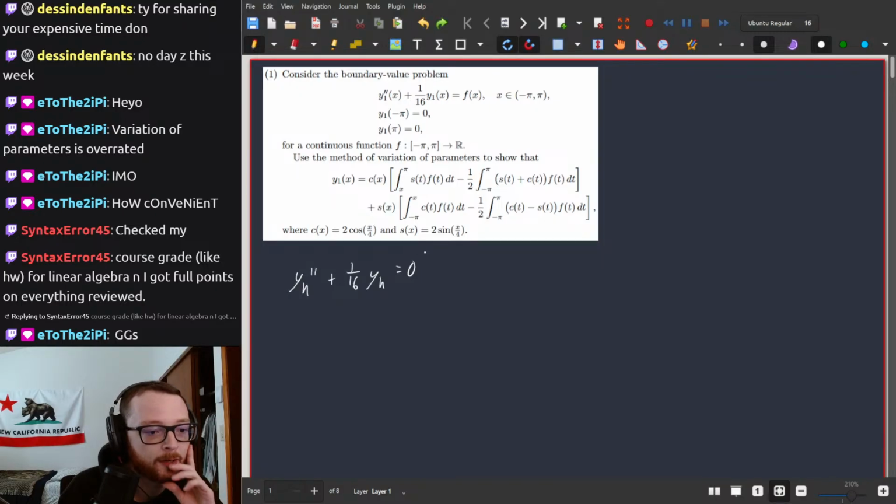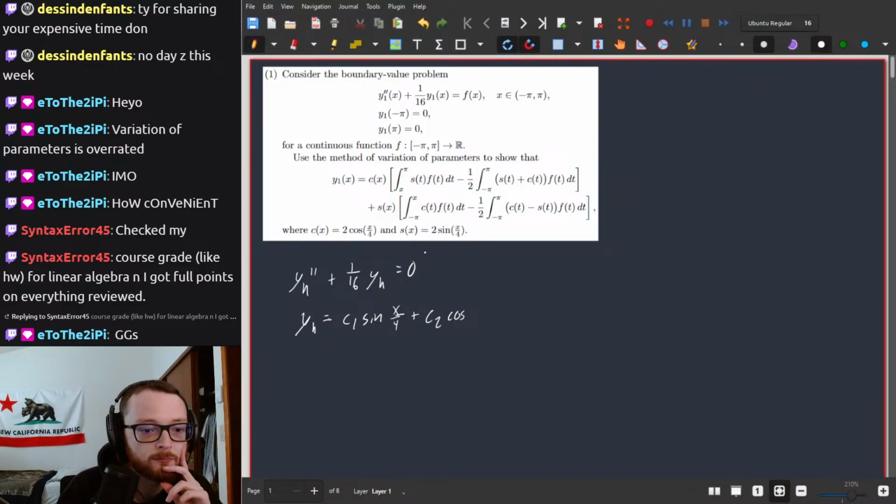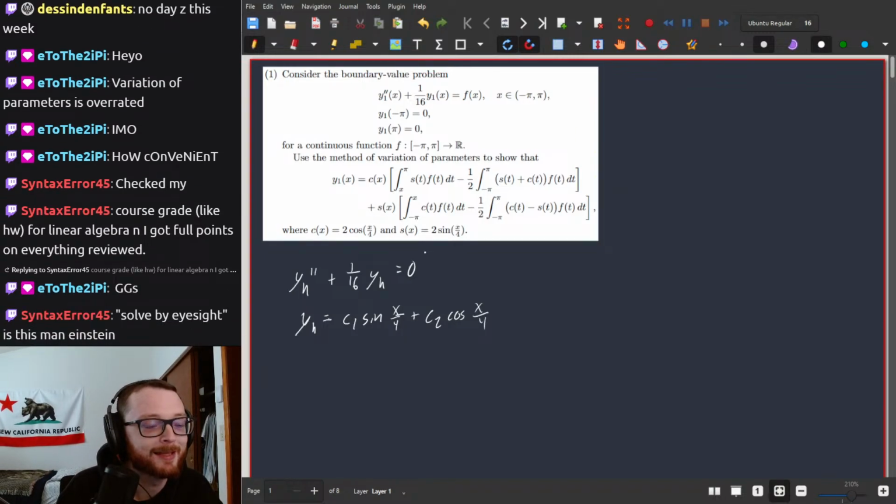This we can solve by inspection. C1 sine x over 4. Eyesight is a weird way to phrase that. We can eyeball it. Inspection. Yeah.